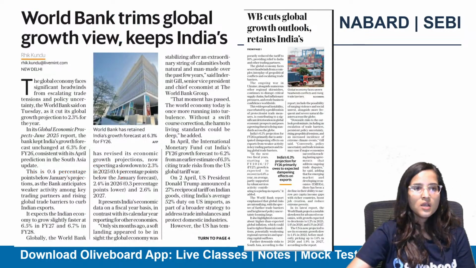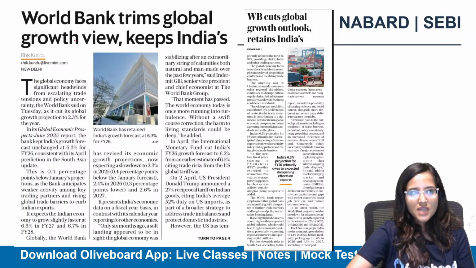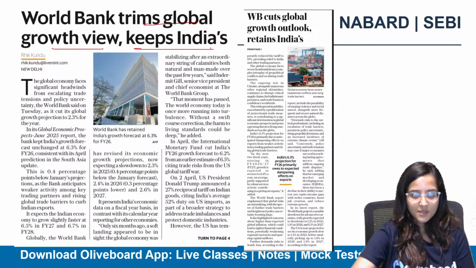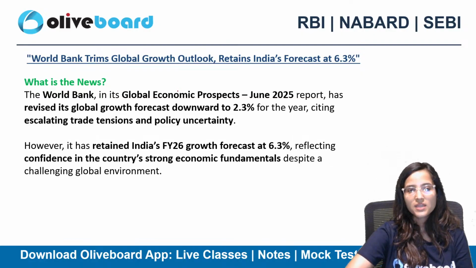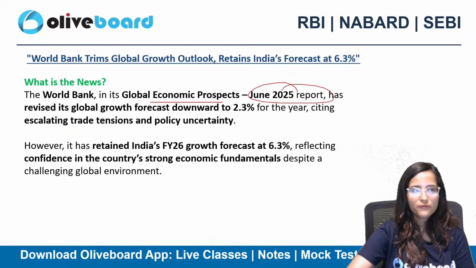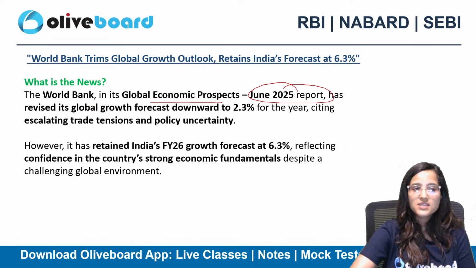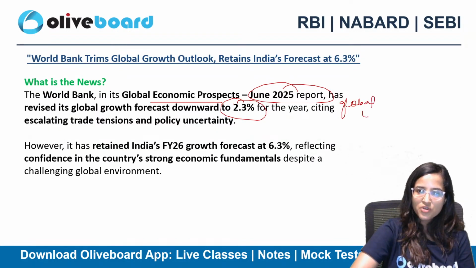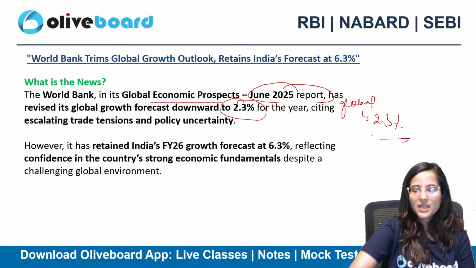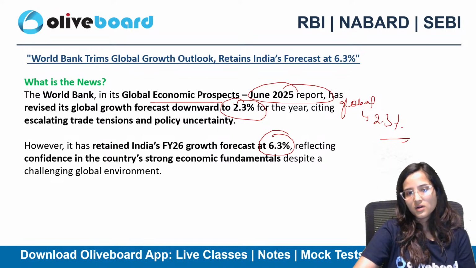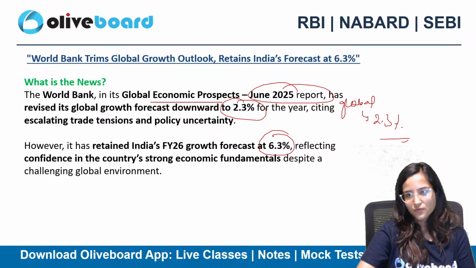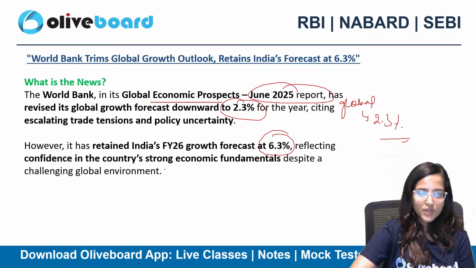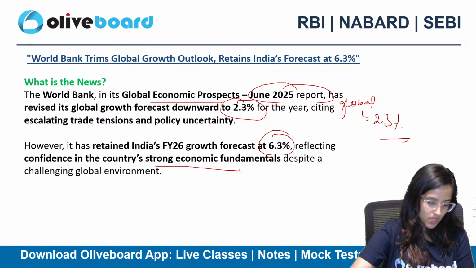6.3%. Okay, so here is the article, World Bank trims global growth view, keeps India's. So here we are saying that the World Bank in its Global Economic Prospects June 2025 report has revised the global growth forecast downward to 2.3%. So the global forecast has been reduced to 2.3%, but for India it has retained the 6.3% forecast. Why? Because of confidence in the country's strong economic fundamentals.